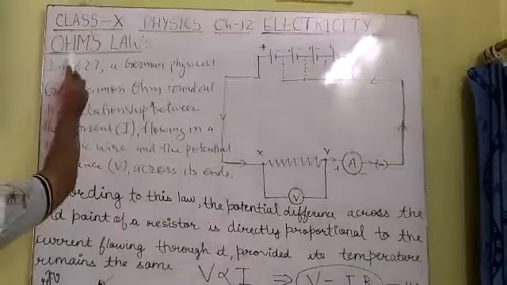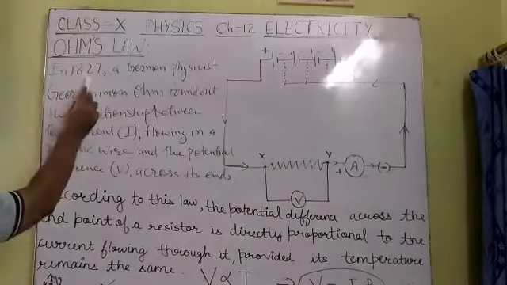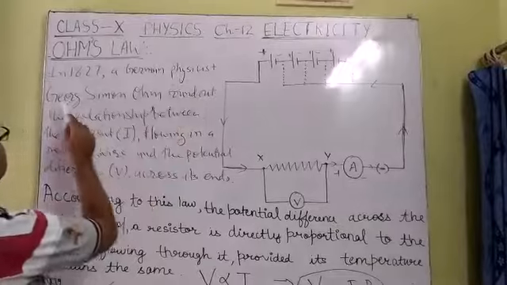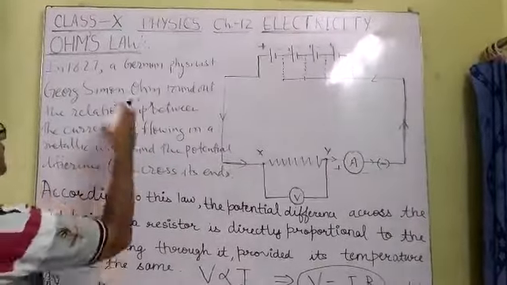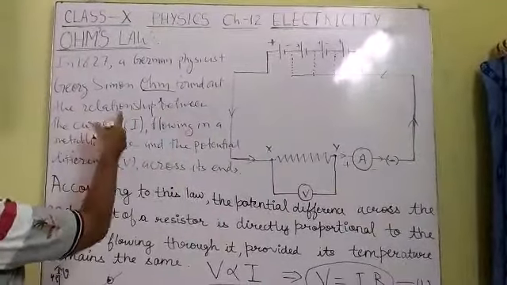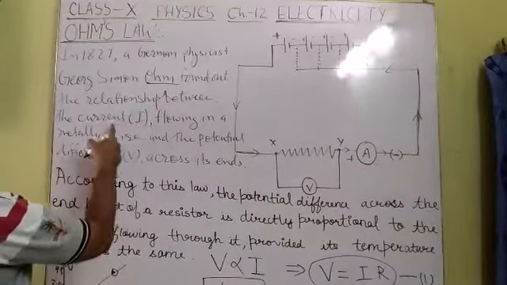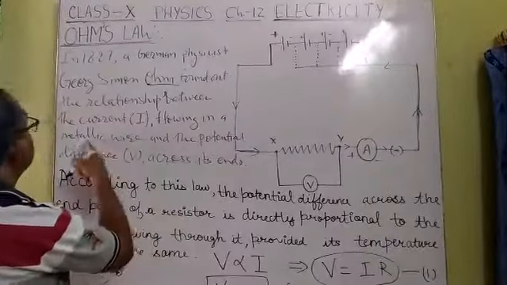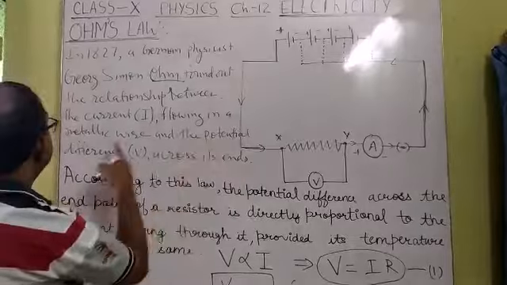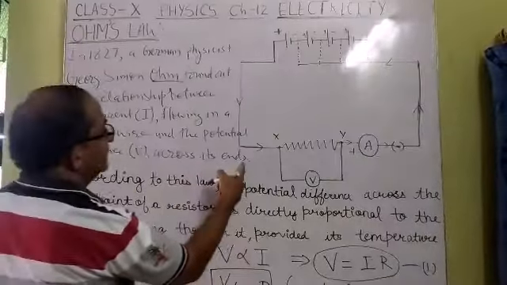We shall discuss Ohm's law. In 1827, a German physicist, Georg Simon Ohm, found the relationship between the current I flowing in a metallic wire and the potential difference V across its endpoints.